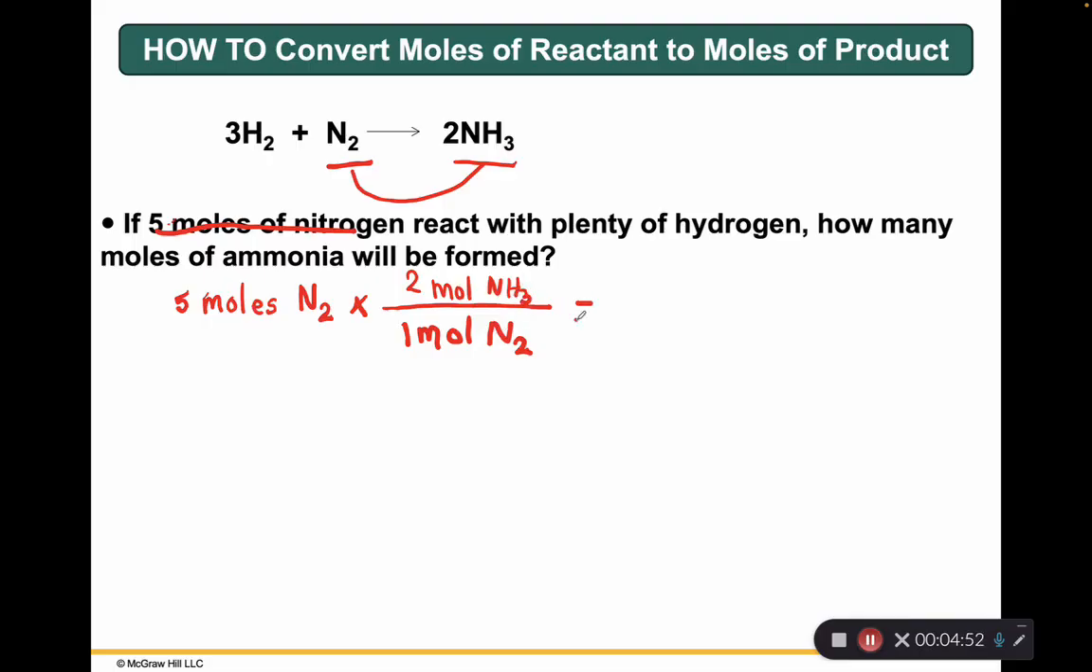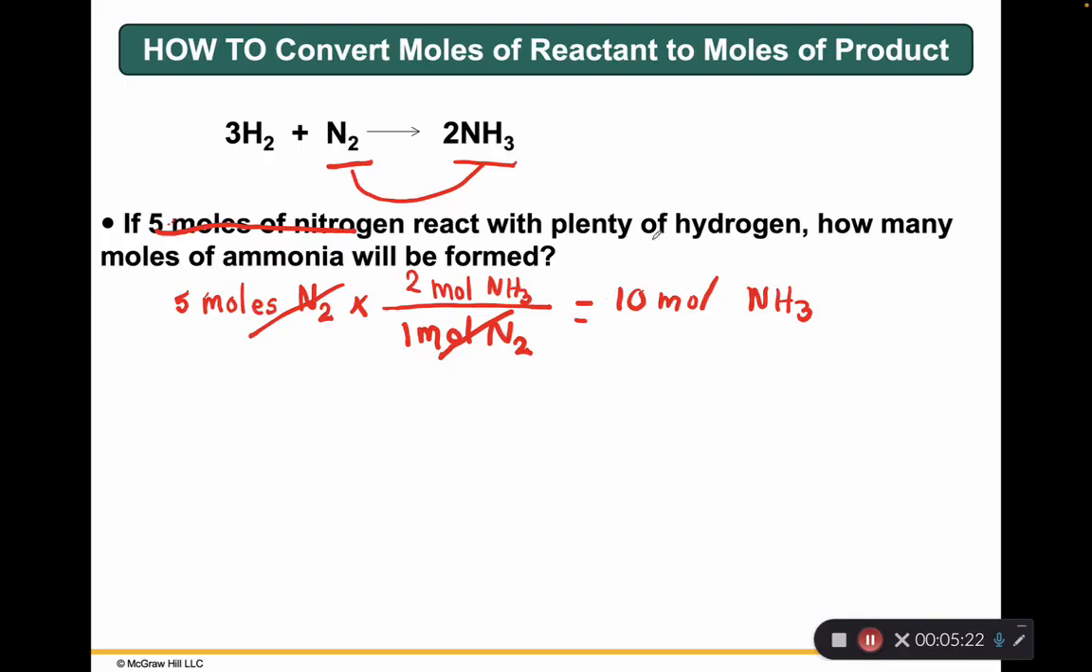So with that, now I have moles of nitrogen and moles of nitrogen cancel out. So 5 times 2, I have altogether 10 moles of ammonia formed. Okay, so I make 10 moles of ammonia from starting with 5 moles of nitrogen. That's how we work on such a problem.